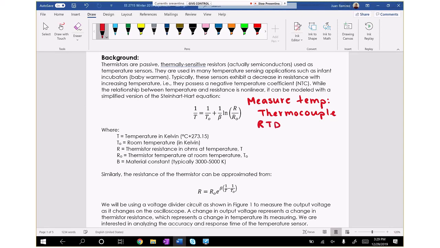All right, and so an RTD is a temperature sensing device that varies resistance, and that varying resistance is proportional to temperature.